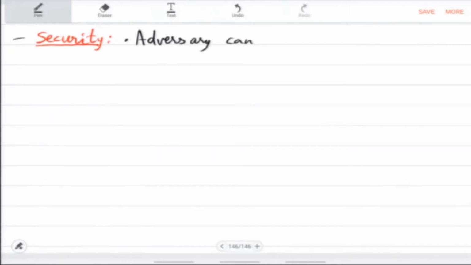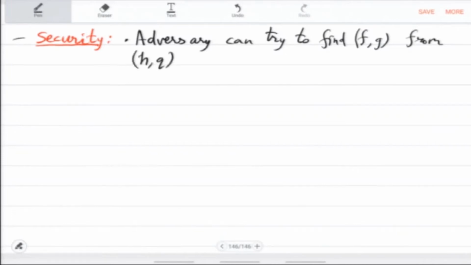The adversary can try to find f, g from h, q using the equation f times h is equal to g plus q times some k. So here f is unknown, g is unknown, k is unknown, only h and q are known. But the adversary can write this as a lattice system.